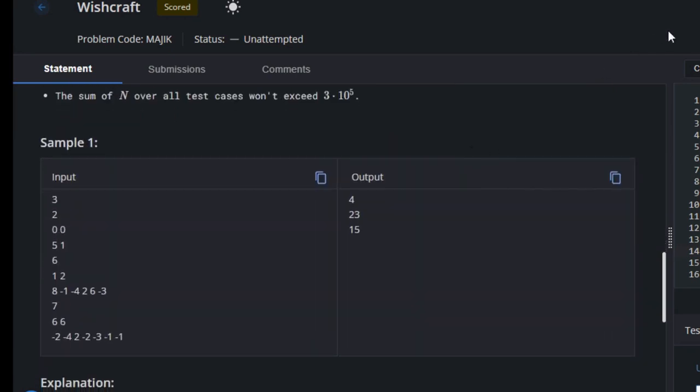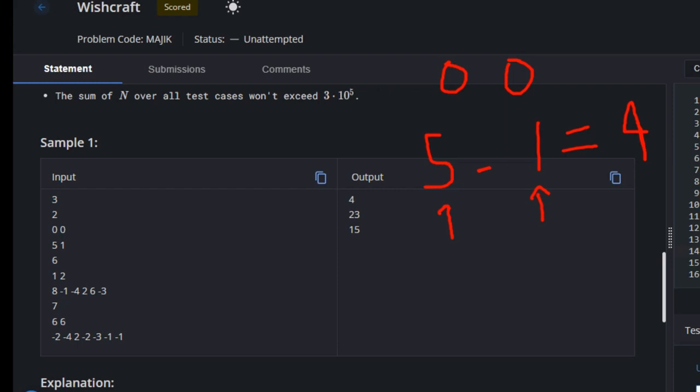Let's see some examples. In the first example, we have 0 and 0, so we can't do anything. And we have 5 and 1. The maximum will be 5 and the minimum is 1, so the answer will be 5 minus 1, which is 4.